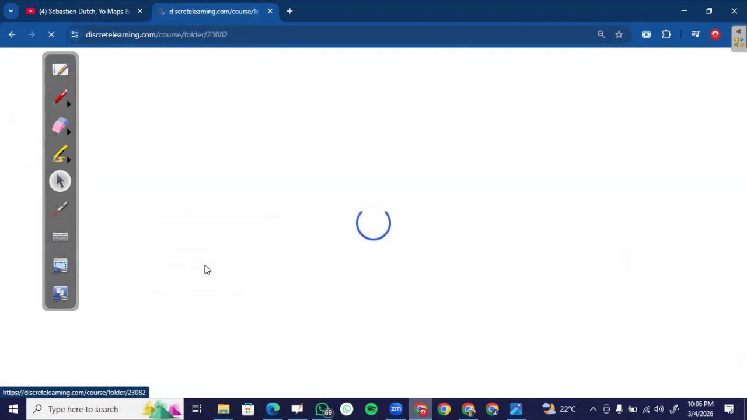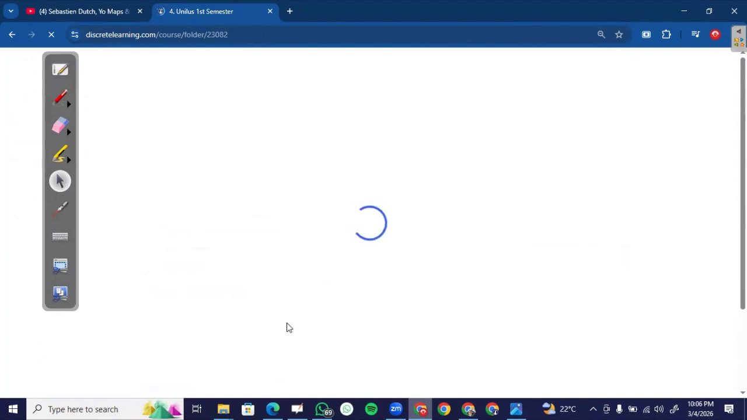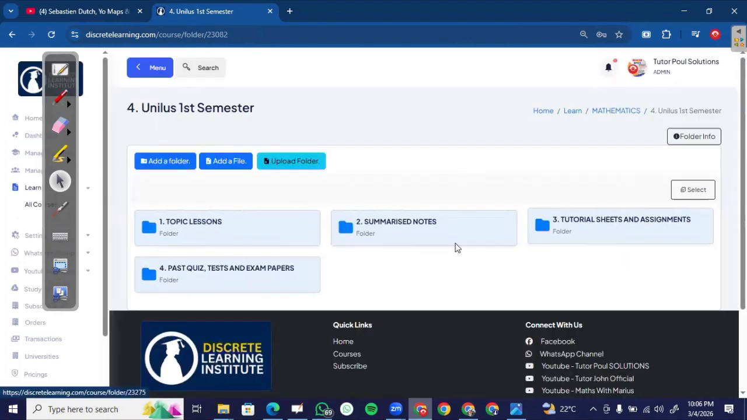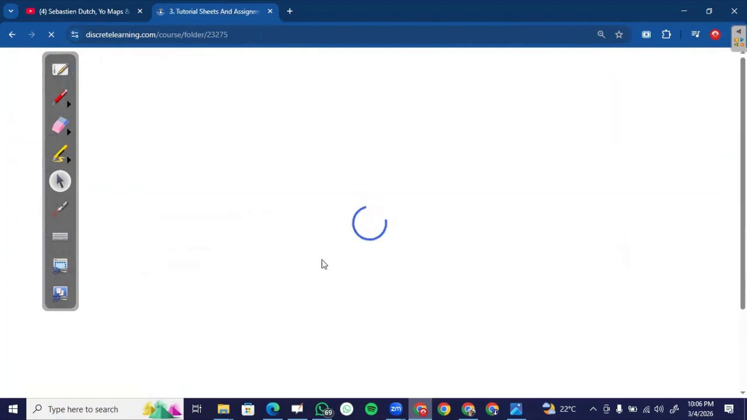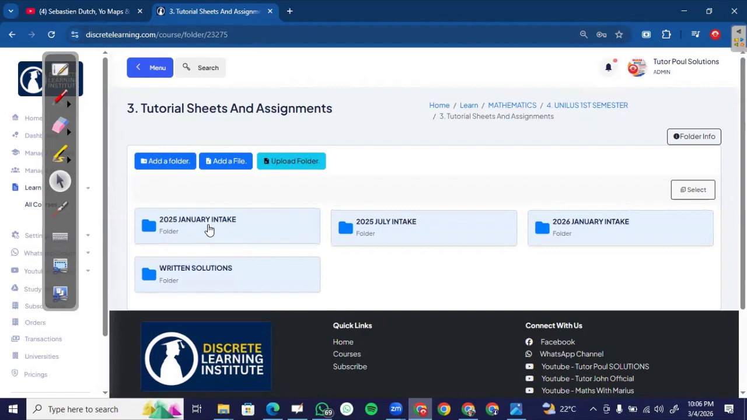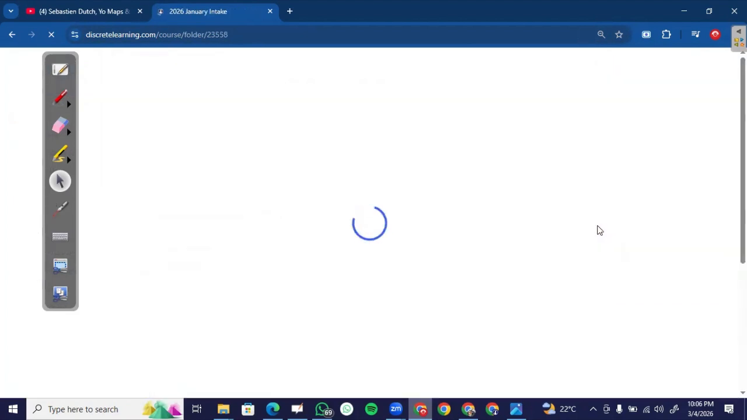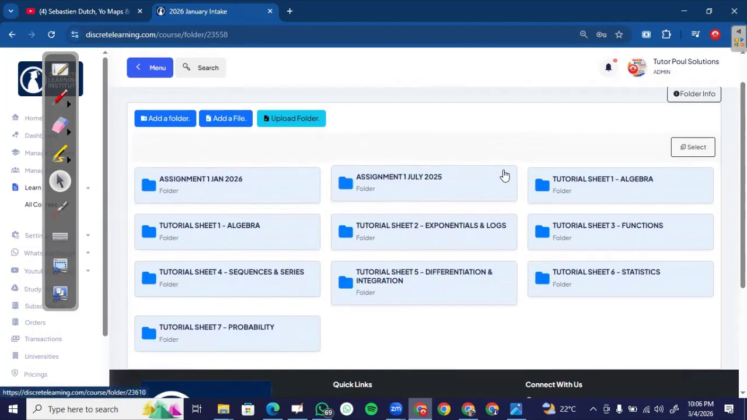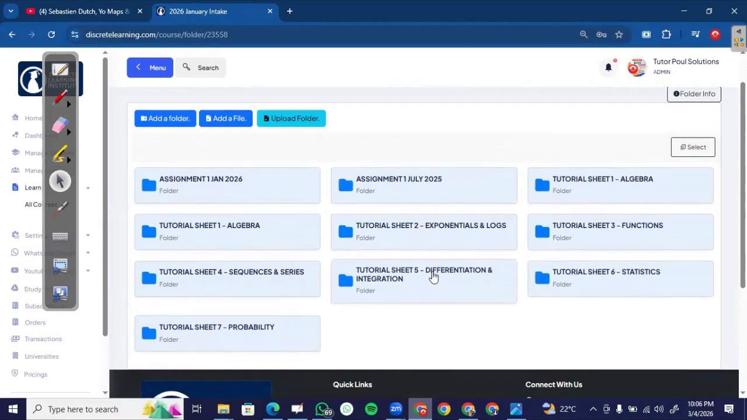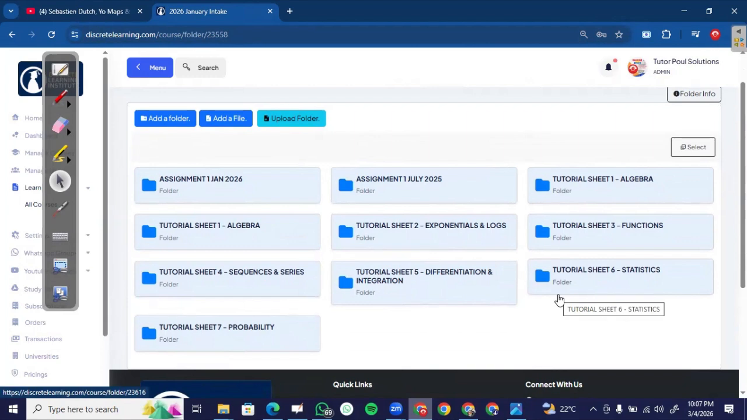If I click on the semester 1, you see that it's going to open and I'm going to have 4 folders: topic lessons, summarized, tutorial sheets, past quiz test, and exam paper. If you go, for example, into the tutorial sheets there, you're going to find videos for all the tutorial sheets. So you go to your intake. The current intake now is 2026 January. I'll go into the 2026 January there. You're going to see here the assignments are there and all the tutorial sheets are there, so you can watch and learn from these videos at your own particular time. And if you have any question, you inbox us.